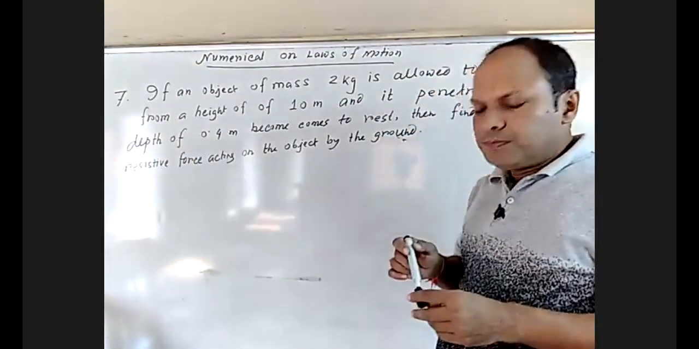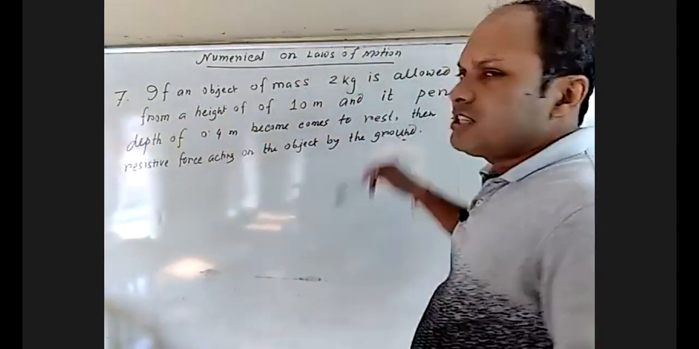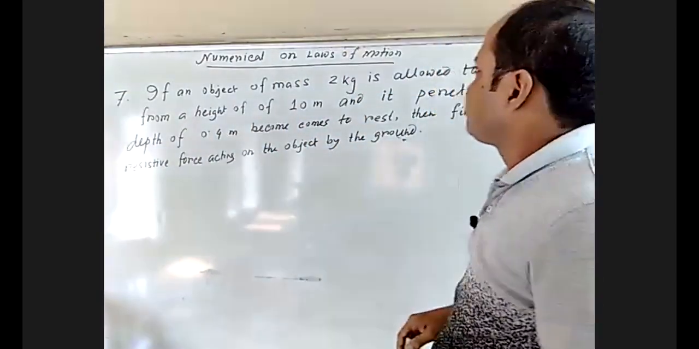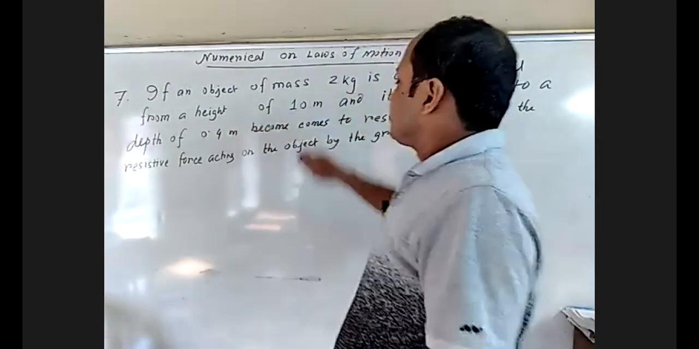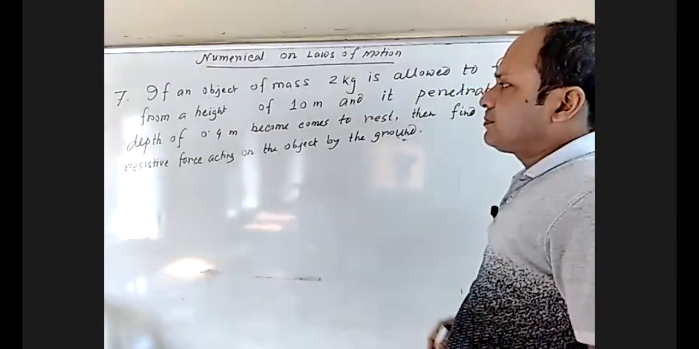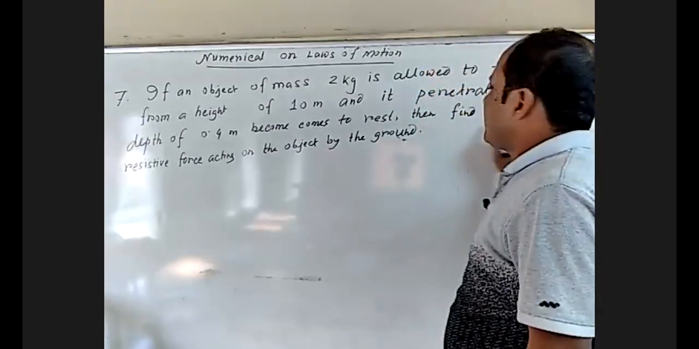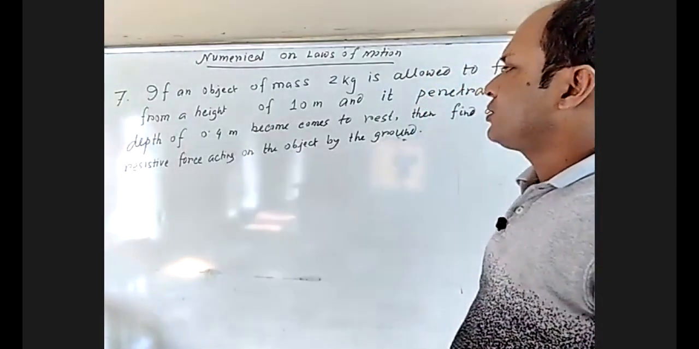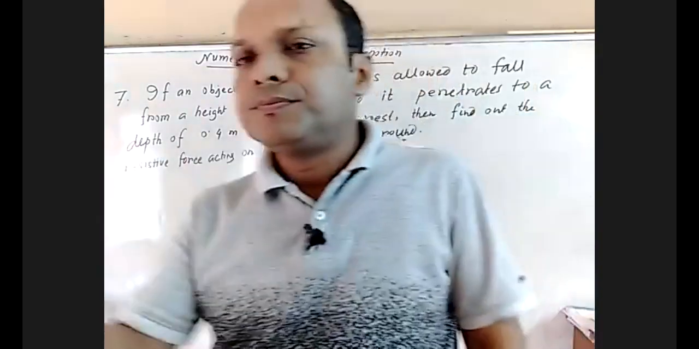So the question is: if an object of mass 2 kg is allowed to fall from a height of 10 meters and it penetrates to a depth of 0.4 meter before coming to rest, then find out the resistive force acting on the object by the ground. What to do?